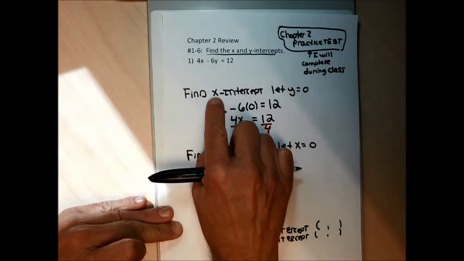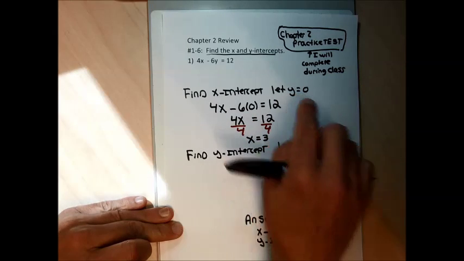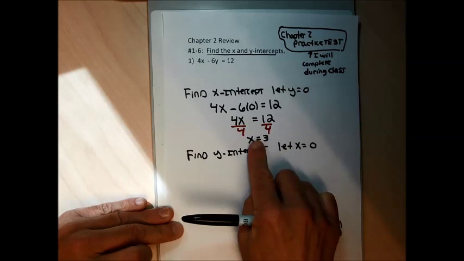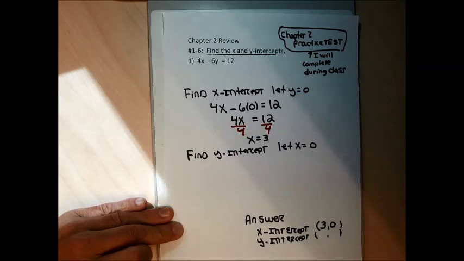Always when I'm finding an x-intercept, the opposite letter, in this case y, is going to have a 0 for its coordinate. So when I go to write my answer for the x-intercept, I'm going to write it as the point 3, 0. The x value is 3 for that point. The y value is 0.